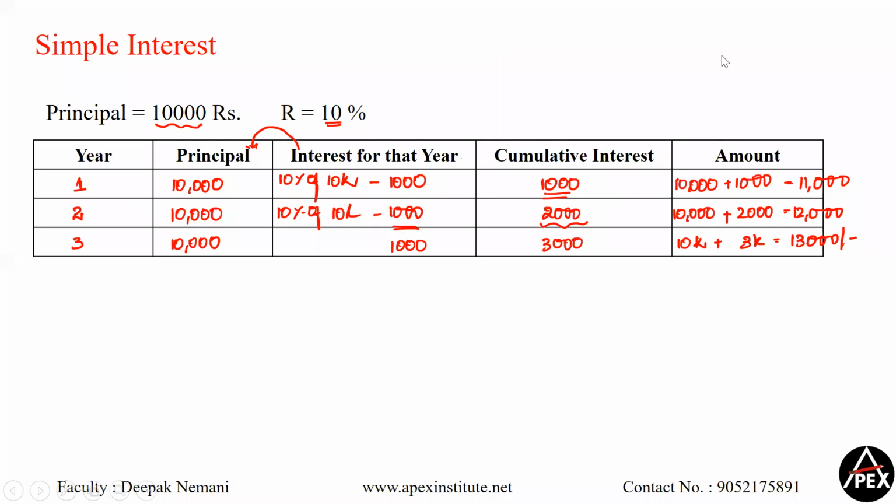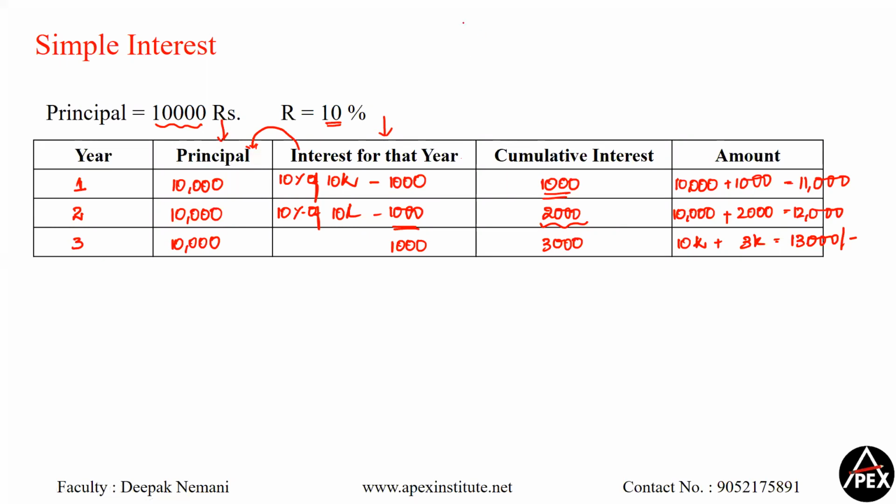Clear, guys? Please identify this thing: the principal in simple interest for all the years will be constant, so the interest part as well. There will not be any change in principal as well as interest.